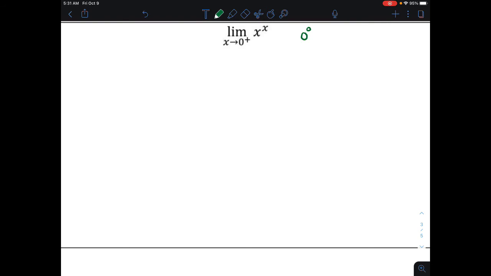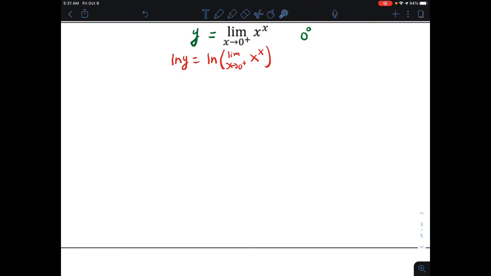I'm going to set this limit equal to y. So y is going to equal the limit as x approaches 0 from the right of x to the x power. What I'm going to do is try to get the x out of the exponent. So I'm going to apply the natural log to both sides of this equation. The natural log of y is equal to the natural log of the limit as x approaches 0 from the right of x to the x power.